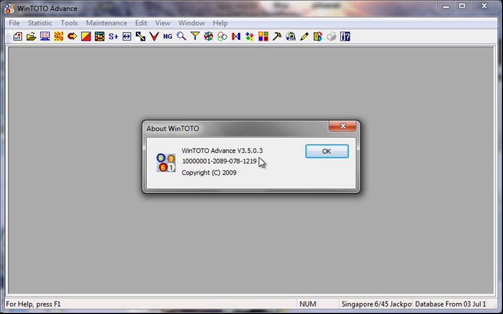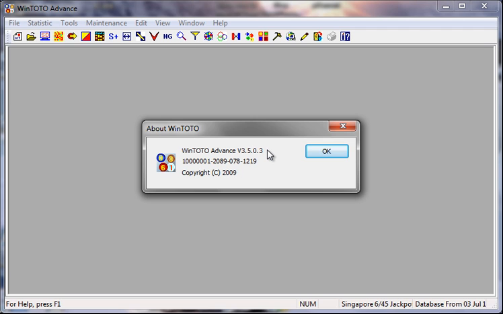3.5.0.3, and another one right below is the license number, which is over here. Always bear in mind that it's good for you to take note of this, because in the event that you need us to help you restore your license or check about your license, this license number is very, very important to us in order for us to assist you.